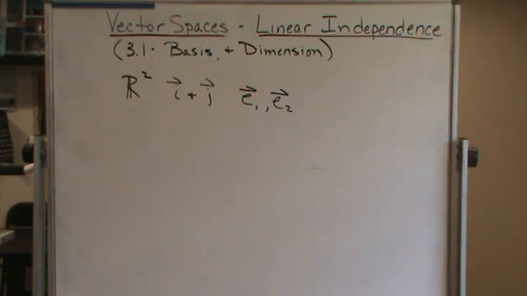Okay. Now also note that the vector e sub 1 means something different in a discussion of R3 than it means in a discussion of R2. Okay?